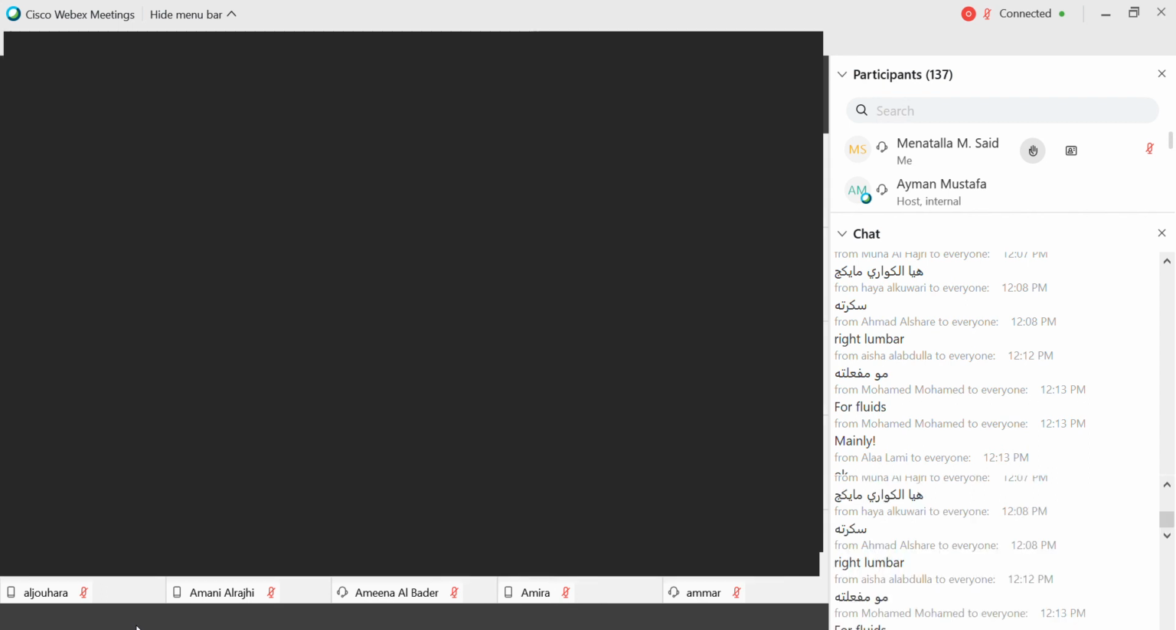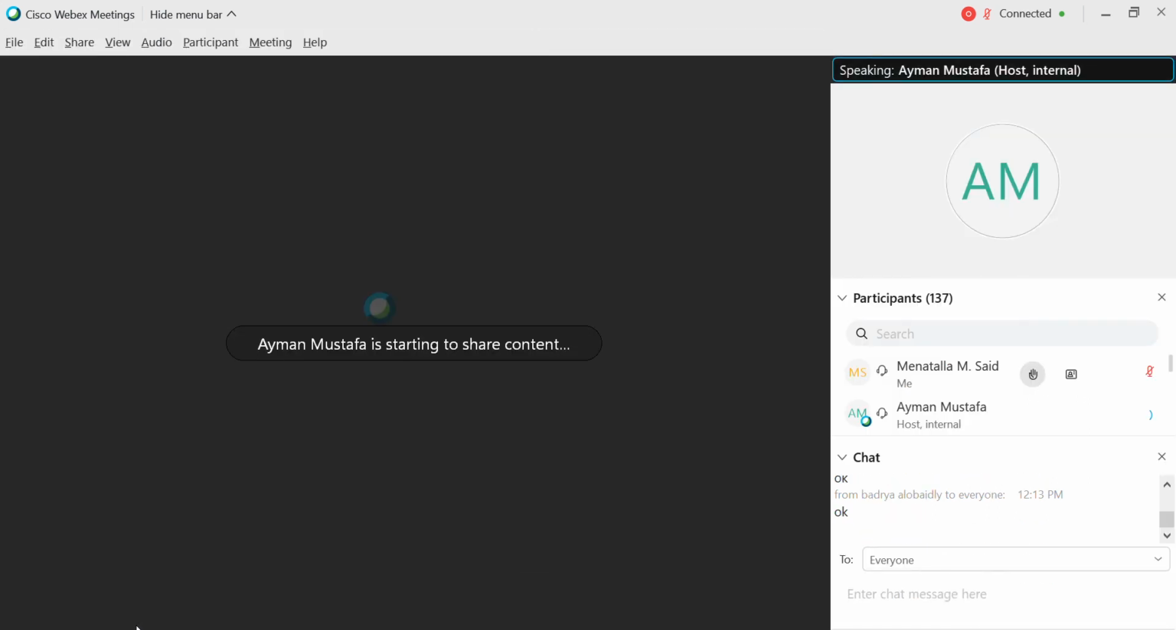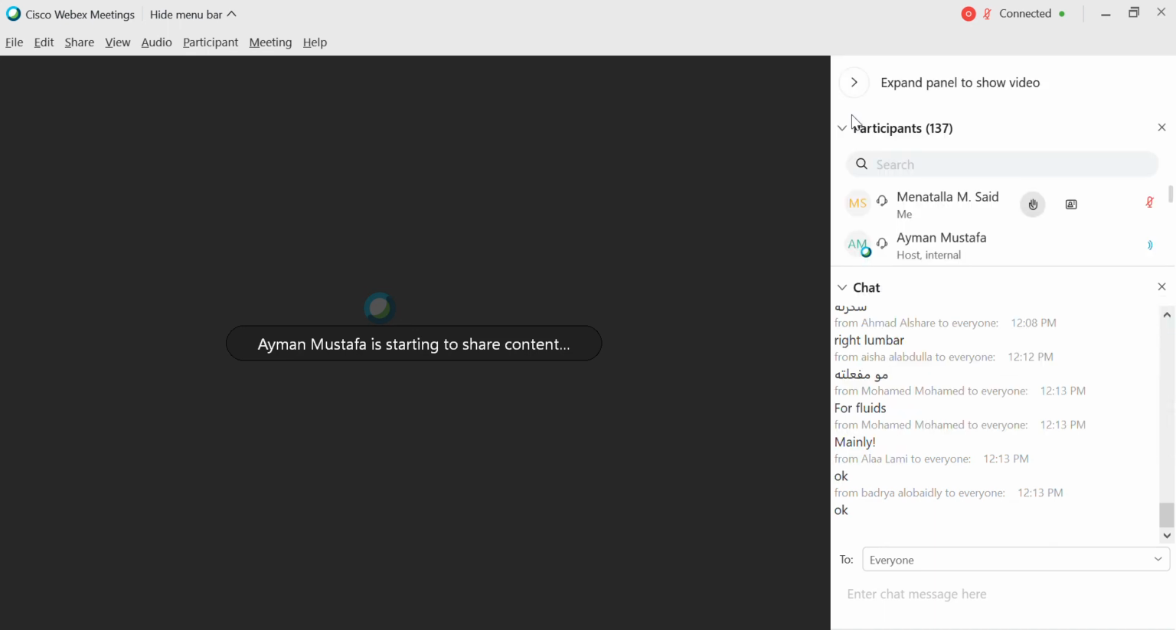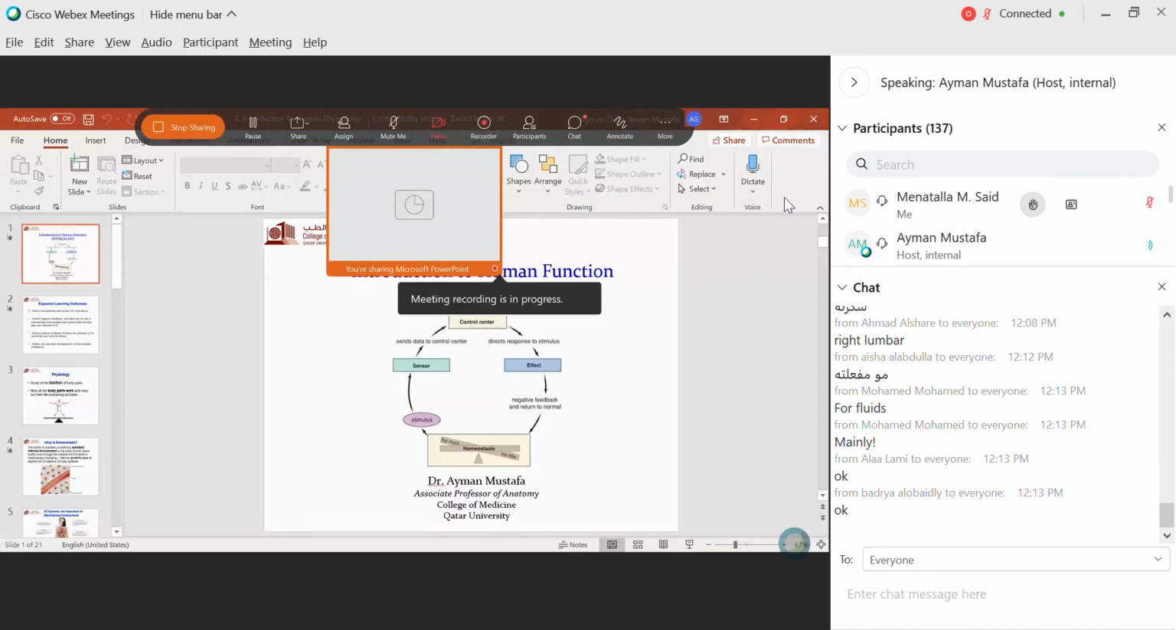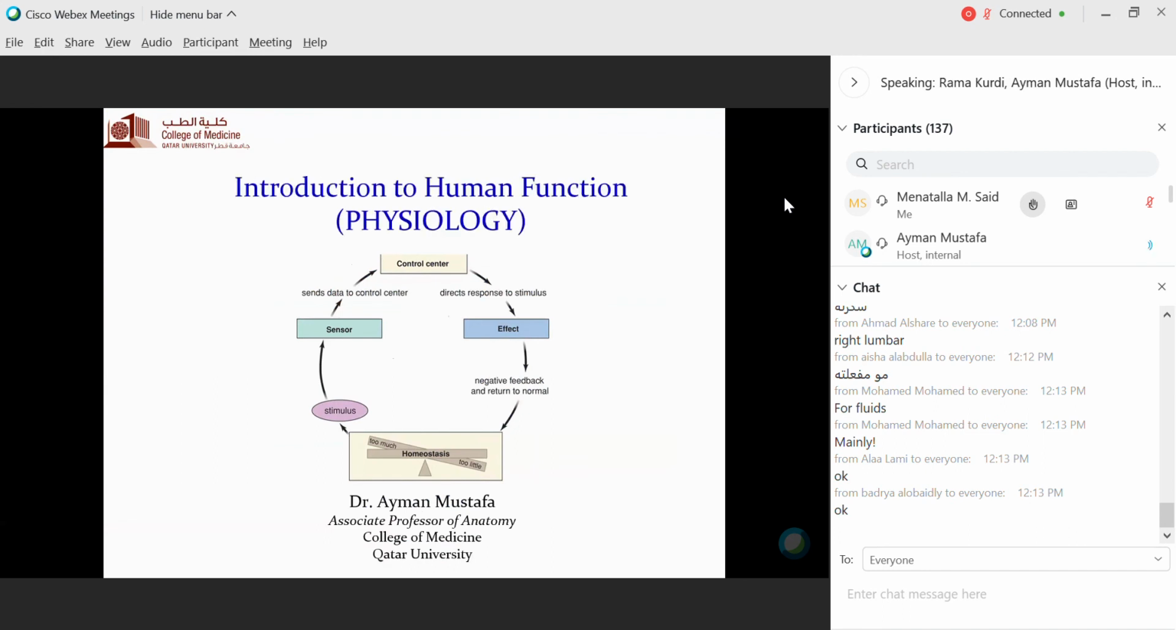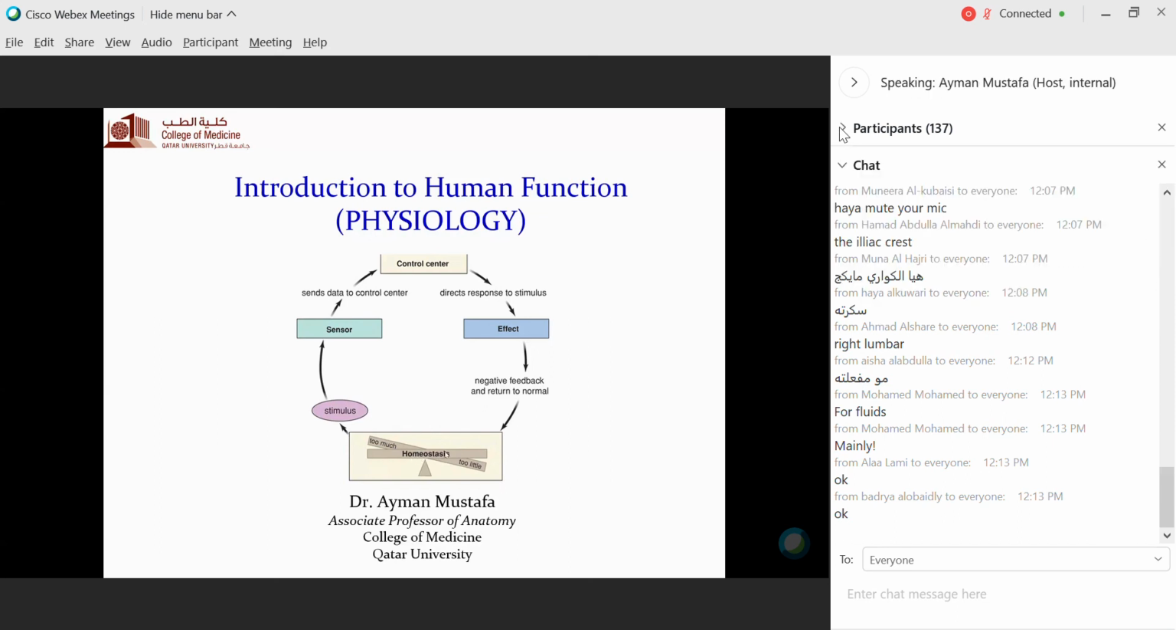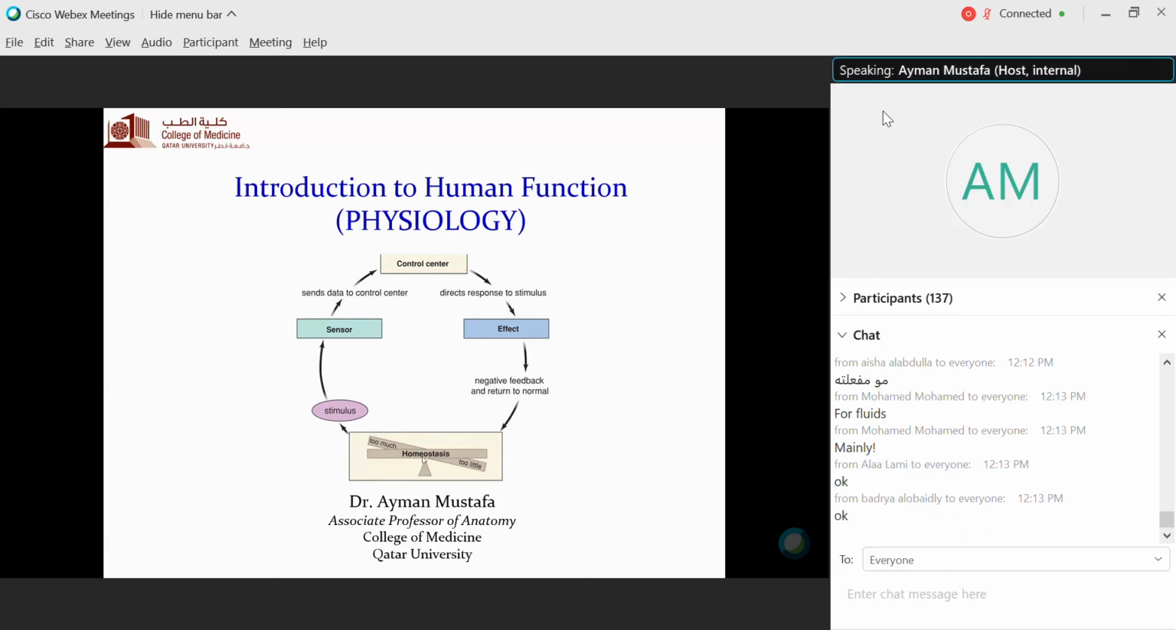Let me share. Now the lecture I'm sharing is introduction to physiology. So our lecture is actually summarized in this diagram, you see, in this slide. This is actually summarizing the lecture. In the lecture, I'm going to talk about homeostasis. Homeostasis, the equilibrium of our internal environment.